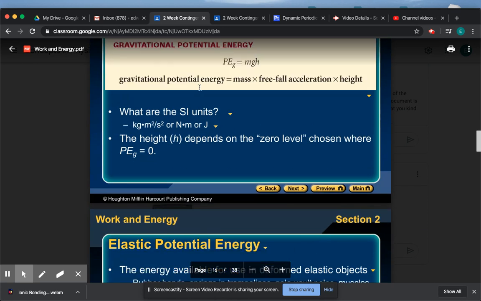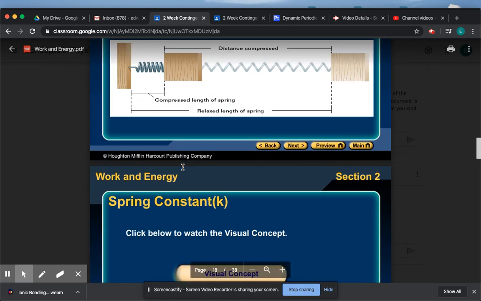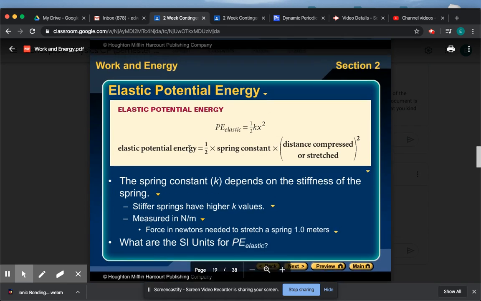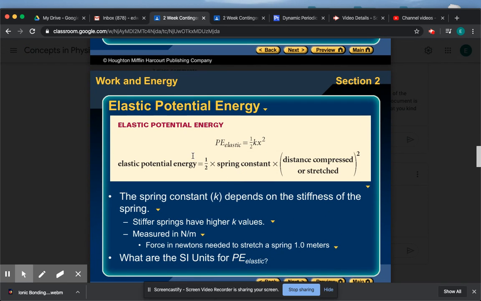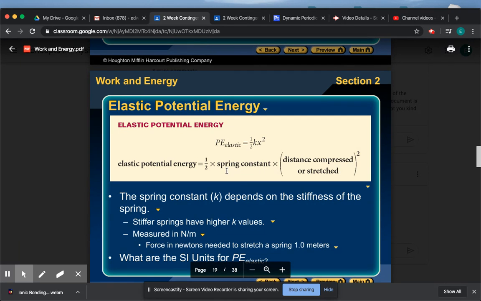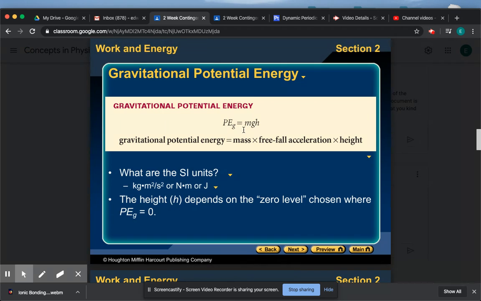This is for gravity. Now we have for springs. Remember, you can compress the spring, you can lengthen the spring. And the potential energy from a spring comes from elasticity. So for elastic potential energy, you use a different equation. Here, potential energy for gravity is just mgh.